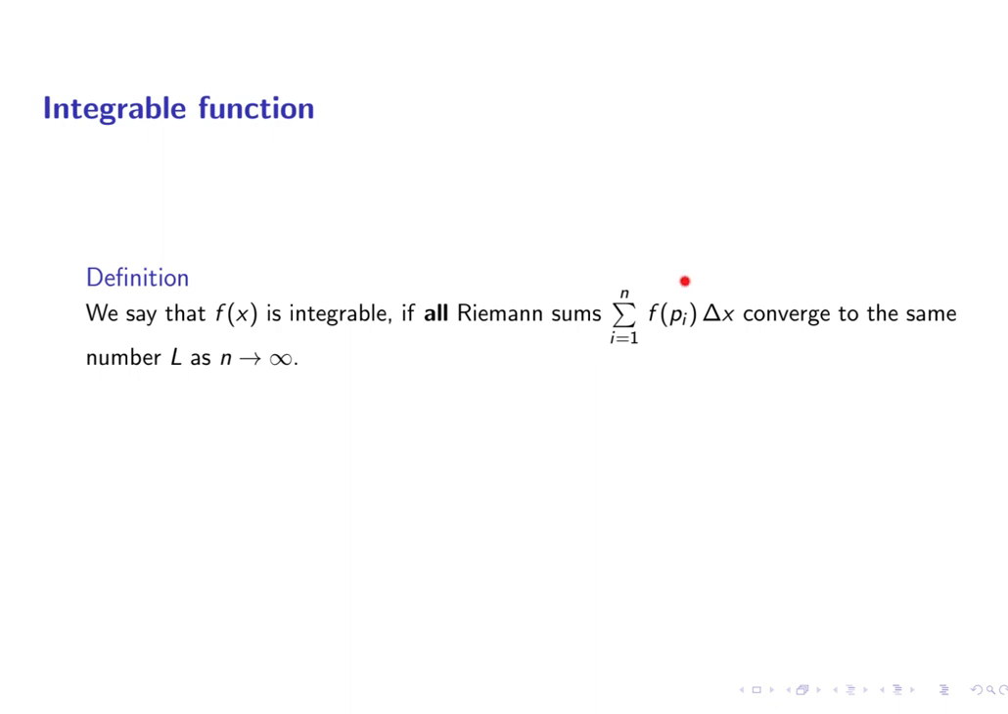Does the limit of Riemann sums always exist when n goes to infinity? Not always. That depends on the function. We say that a function is integrable if all Riemann sums for all choices of sample points converge to the same number L as n goes to infinity.